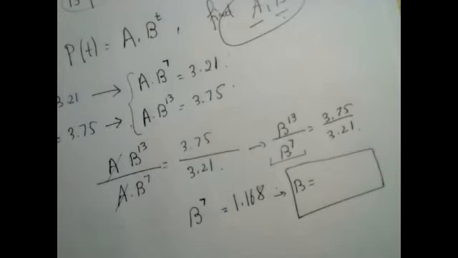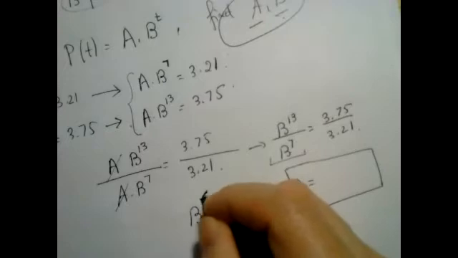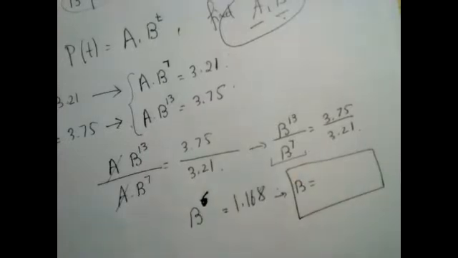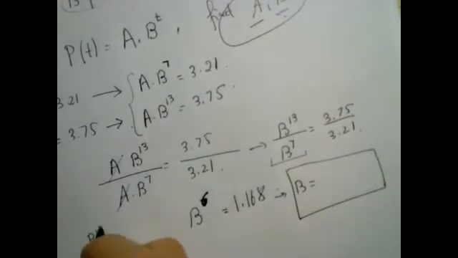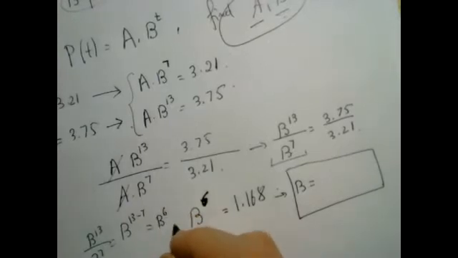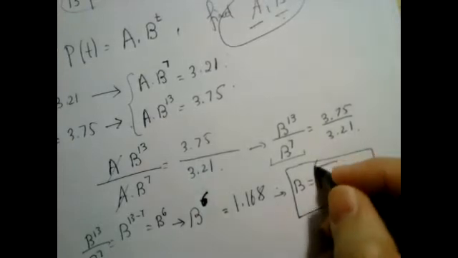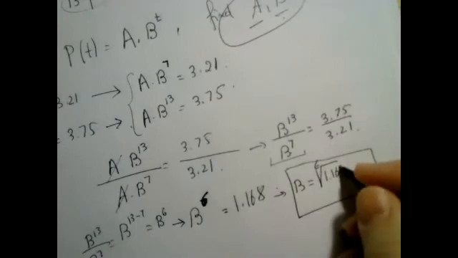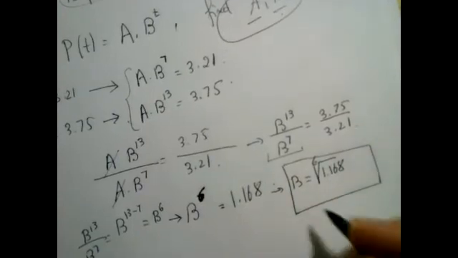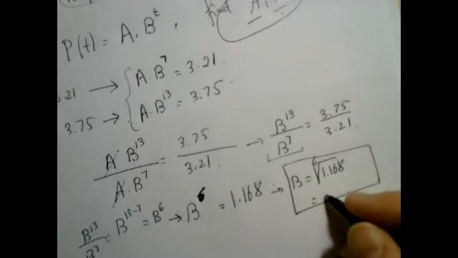Oh, B to the 6. What did we do? Oh, sorry. Okay, my apology. So B to the 13 over B to the 7 is B to the power 13 minus 7, which is B to the 6. So what's going to be my B? 1.168. So basically, we take the 6th root of 1.168. That's simple.